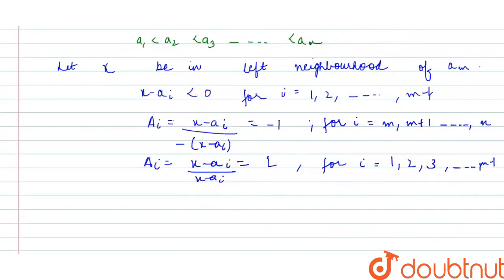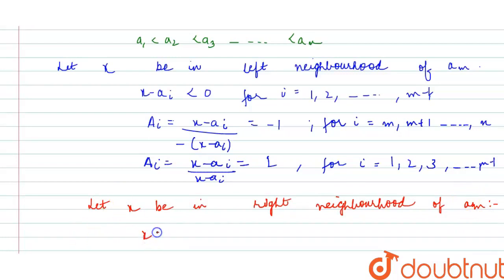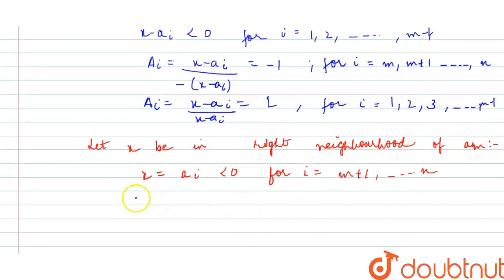Now proceeding forward. So if this was the case when x was in the left neighborhood of a_m, now let x be in the right neighborhood of a_m. If this is the case, then x − a_i would be greater than 0 for i = m + 1 up to n, and x − a_i would be less than 0 for i = 1, 2, 3 up to m.